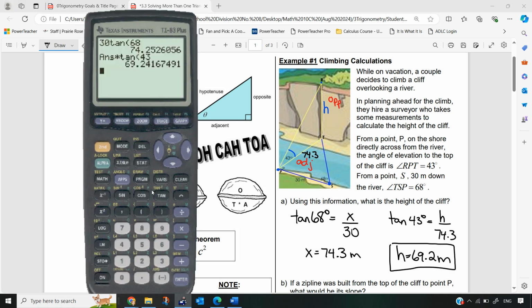If I had used my rounded value, 74.3 times tan 43, that would have given me 69.2858 and so on, and that would have rounded to 69.3, and I would have had a rounding error. Not all of the time will this be an issue, but the more calculations we do with measurements, the more likely it is that we're going to encounter rounding errors if we don't keep our numbers exact on our calculator.